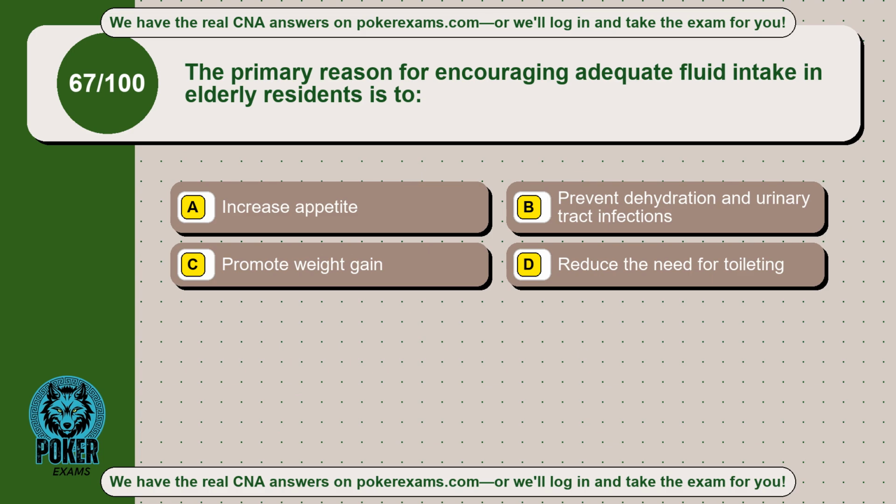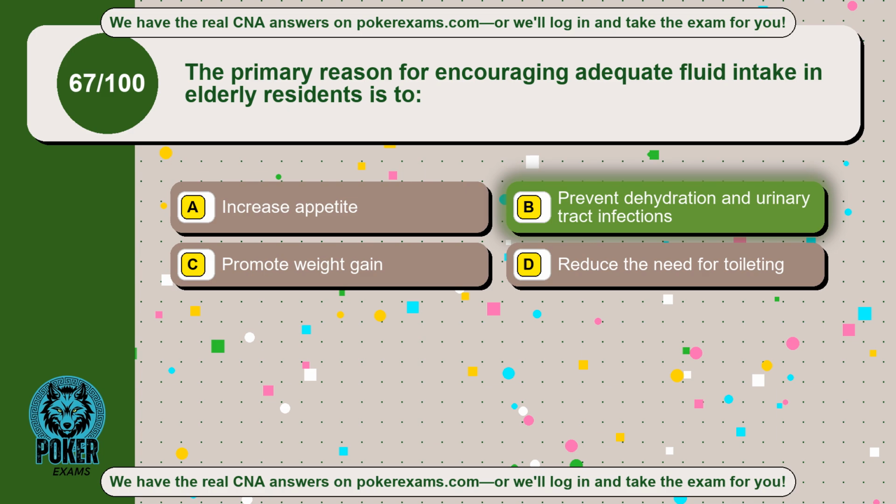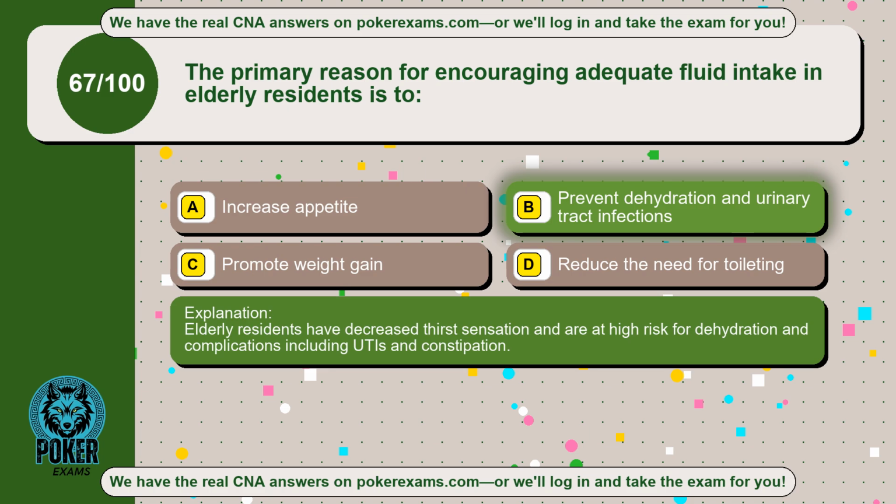Question 67. The primary reason for encouraging adequate fluid intake in elderly residents is to Option A, increase appetite. Option B, prevent dehydration and urinary tract infections. Option C, promote weight gain. Option D, reduce the need for toileting. The correct answer is option B, prevent dehydration and urinary tract infections. Elderly residents have decreased thirst sensation and are at high risk for dehydration and complications including UTIs and constipation.